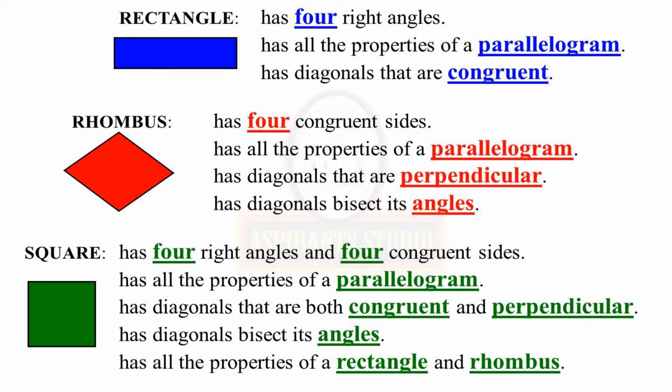Square has 4 right angles and 4 congruent sides, has all the properties of a parallelogram, has diagonals that are both congruent and perpendicular, has diagonals which bisect its angles, has all the properties of a rectangle and rhombus.